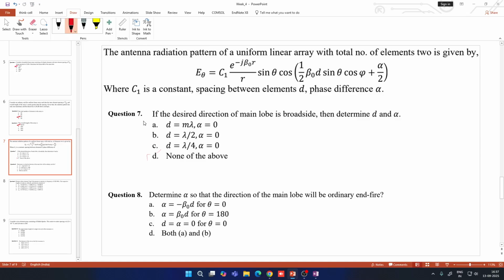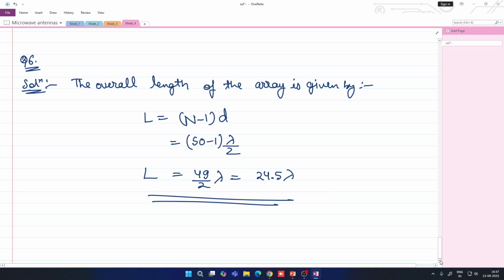So in this question number 7, if the desired direction of the main lobe is broadside, I hope you understand. Let's suppose it's oriented along the z-axis. This is my antenna 1, antenna 2. Now I want it to be broadside. That means the main lobe should be in a direction perpendicular to the array axis. So what should be the value of d and alpha? I hope the question is clear.